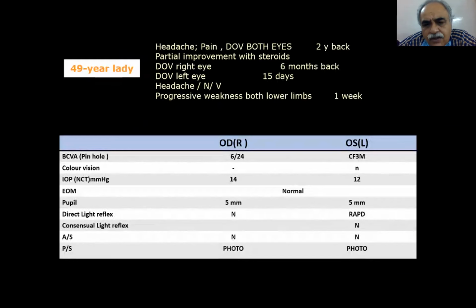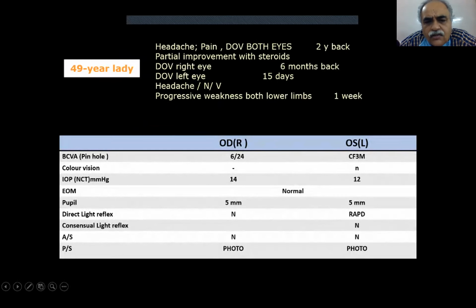All these are patients which we routinely get to see in our office clinic. Another patient, a 49-year-old lady. In addition to having 2 episodes of visual loss within a span of 6 months, she has what appears to be an attack of myelitis. Right? So she had an episode of visual loss involving both the eyes 2 years ago. Then she had progressive weakness of both the lower limbs of 1 week's duration. This is now when she has come to us, right?